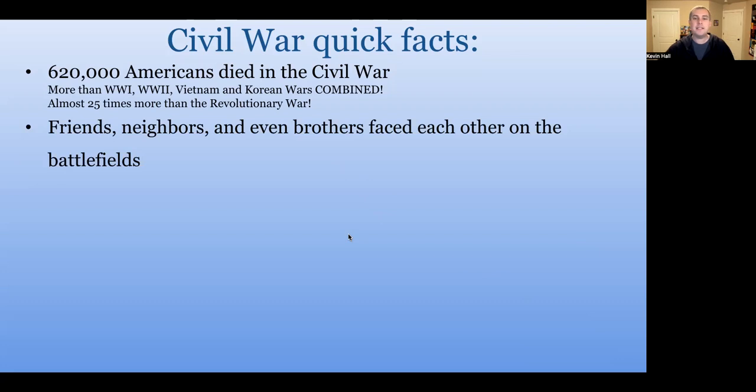The Civil War involved friends, neighbors, and even brothers facing each other on the battlefields. If you were from one state in the South and you joined the army, there's a chance that your brother from a state up in the North was also joining that army, and you could face each other on the battlefield. So this wasn't a war where strangers were going to far off places and fighting. People were fighting in literally their own backyards, in their own fields, right here on American soil. And so they often did know the person that they were facing on the other side of the battlefield.